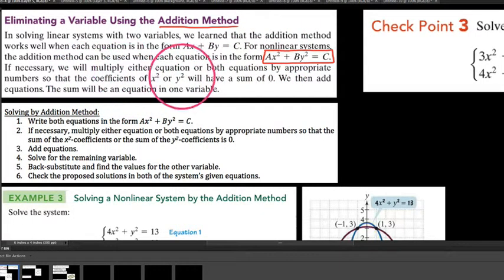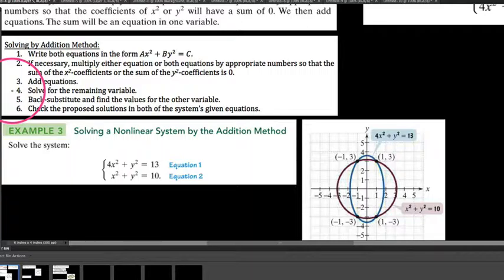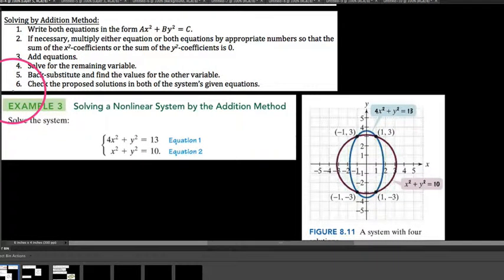And if necessary, we'll multiply either equation or both equations by appropriate numbers so that the coefficients of either your x squared or your y squared term have a sum of 0. Then we add those equations, and that will be a new equation in one variable. So that's our goal. What you're going to see here is a series of steps that I would suggest you go through in doing the addition method with nonlinear systems. Remember, we have equations of the form ax squared plus by squared equals c, but we write both of these in this form if necessary.